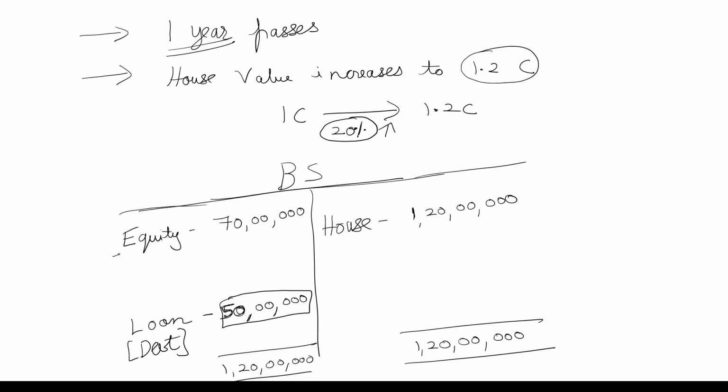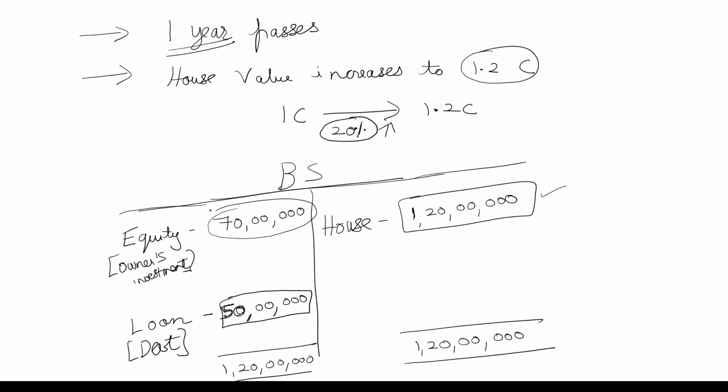Now, this is obviously owner's investment. Let us see what will happen if I sell the house now. Let's say at this moment when the house has this value of 1.2 crores, if I sell the house, what will happen? I will get 1.2 crores of money, and from this I need to pay the bank 50 lakhs, and after paying the bank, I am left with 70 lakhs, which is all for me.